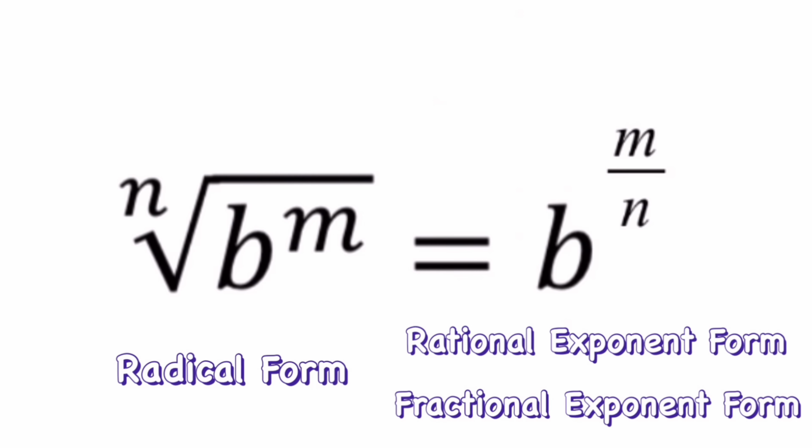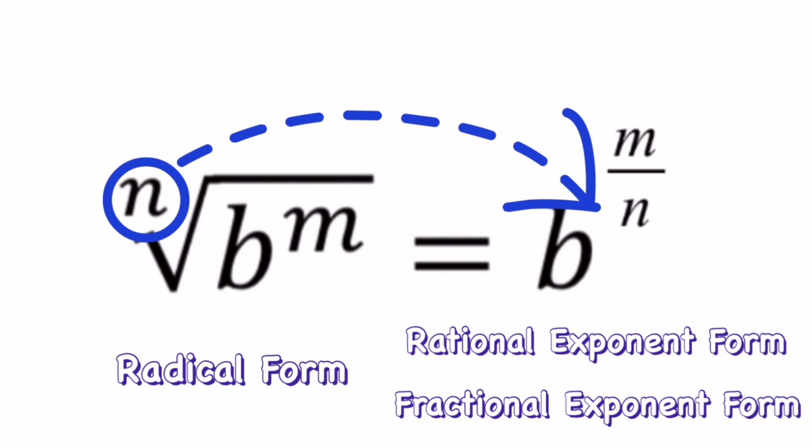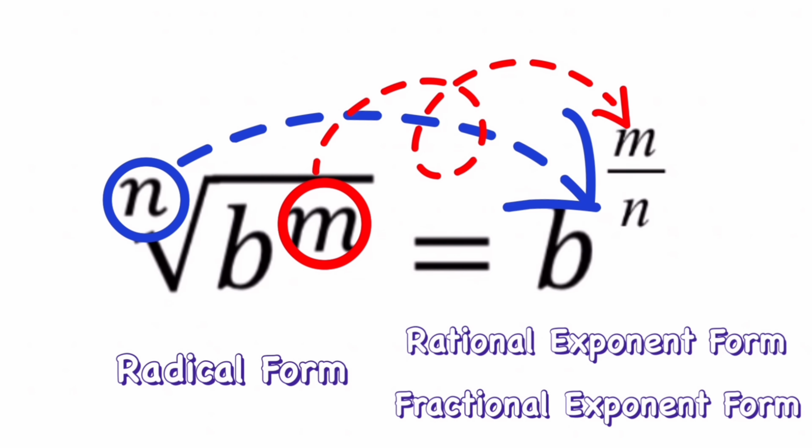So please notice that the index we have for the radical form becomes the denominator of the exponent of the rational exponent form, while the exponent of the base, which is m, becomes the numerator of the exponent in rational exponent form. To better understand this notation, let's take some examples.